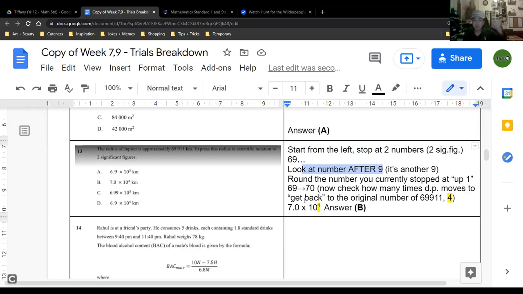So when you get your 7.0, you have to move the decimal place four times, right? So once, twice, three times, four times over here, and you're filling all the middle zeros, and you get 70,000 point nothing, which is the rounded version of 69,911. So because the decimal place moves four times, that four goes into the index section of times 10 to the whatever.